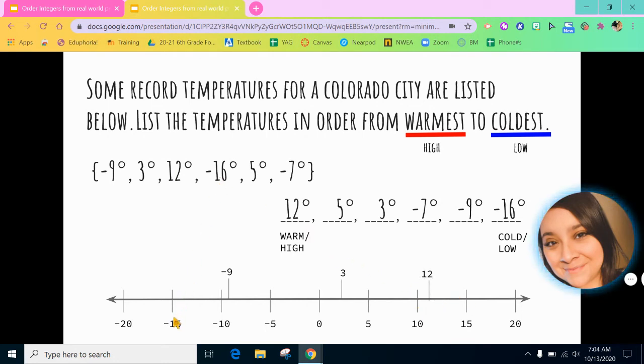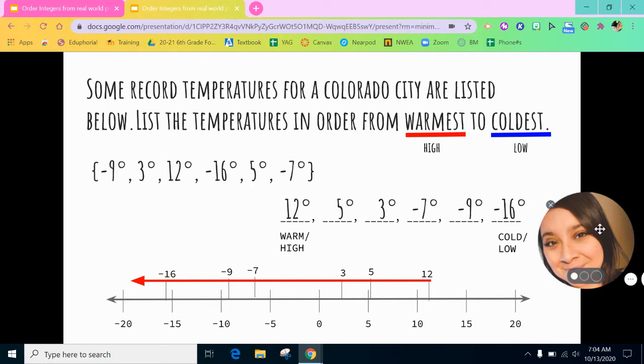-16 falls between -15 and -20. So roughly here. +5 would be here. -7 would not be right here before the -5, but in between the -5 and the -10. So place it there. And then if we wanted to put them from warmest to coldest, we would just start on the right side this time and list them going to the left.